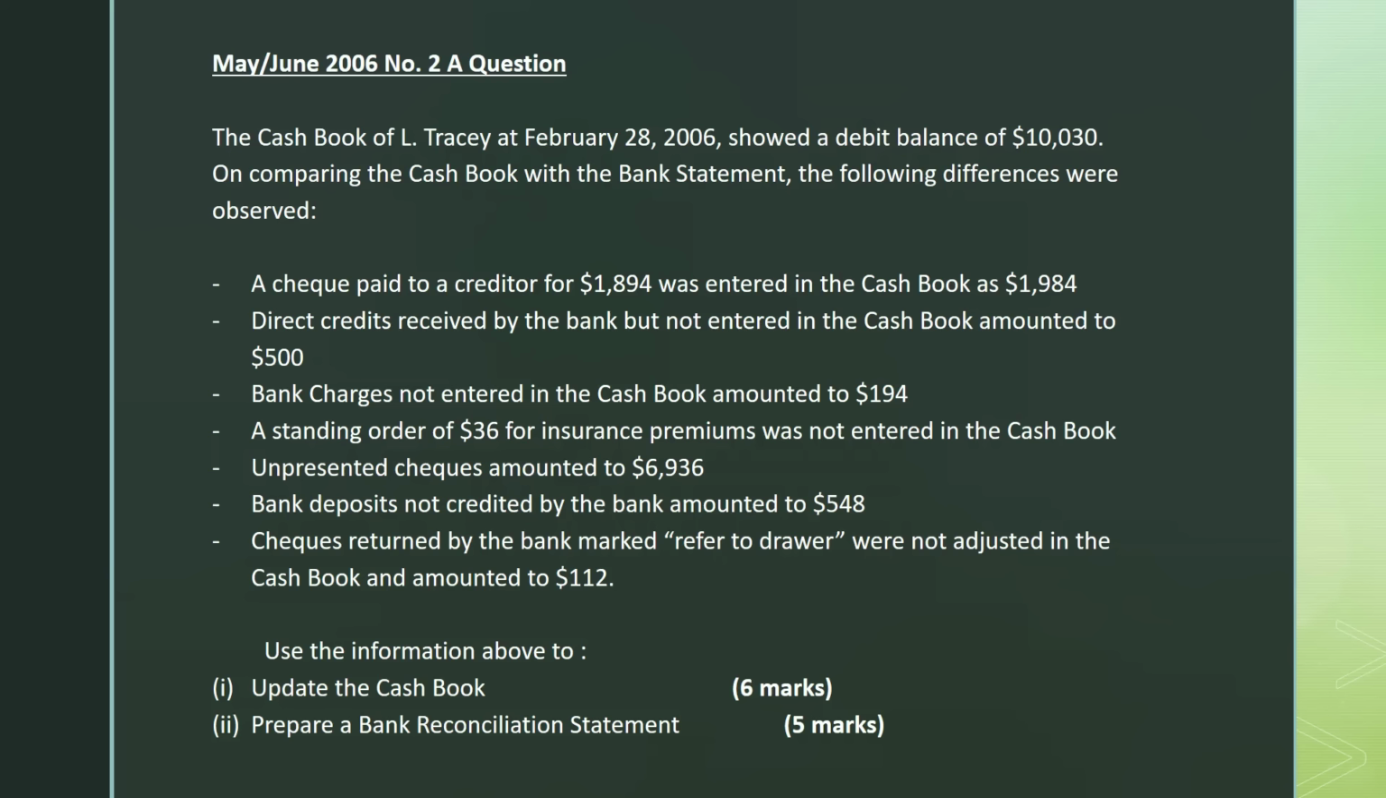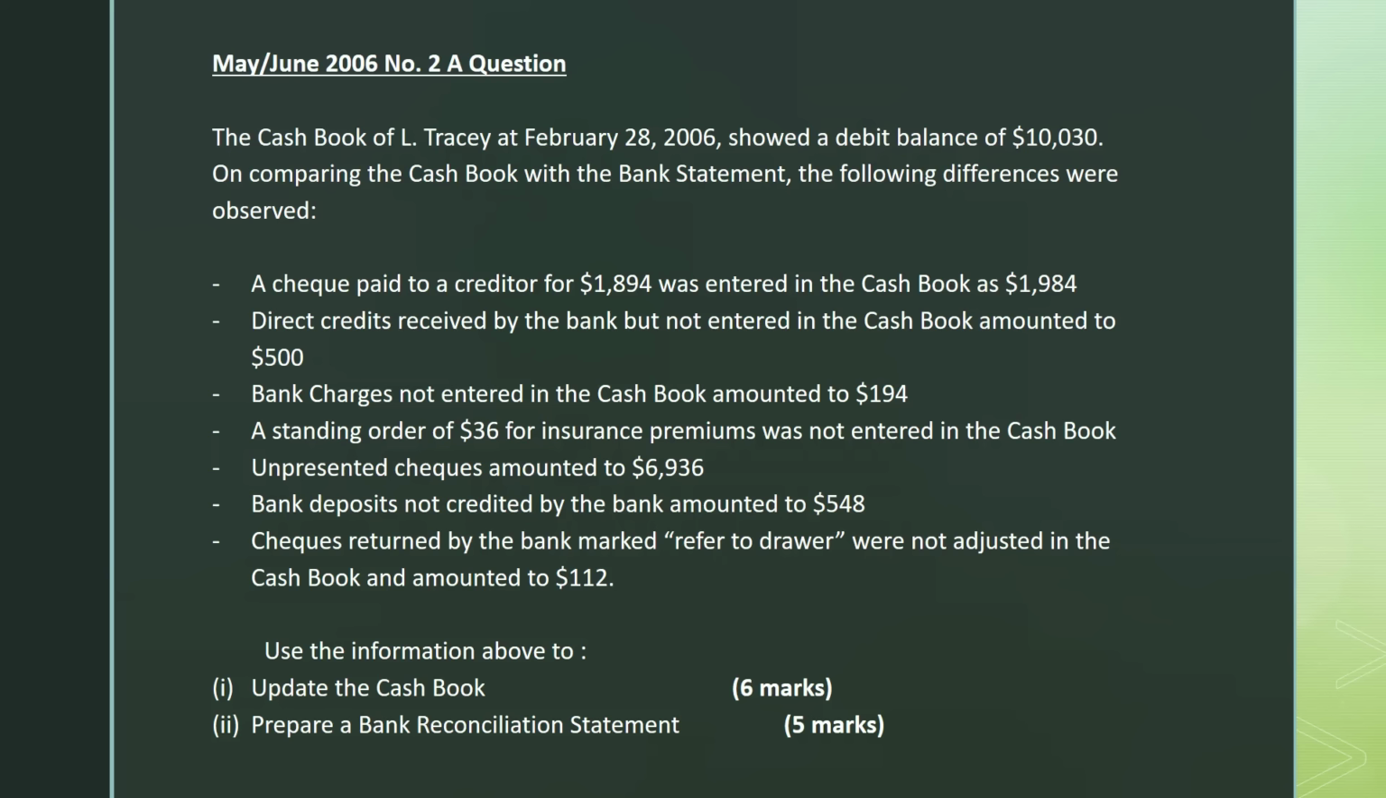Third one, bank charges not entered in the cash book. Would that be in the bank statement but not the cash book? Yes, sir. All right, what are we going to do? Debit or credit? Is it money we're getting or money we're spending? Money we're spending. Credit. Correct.